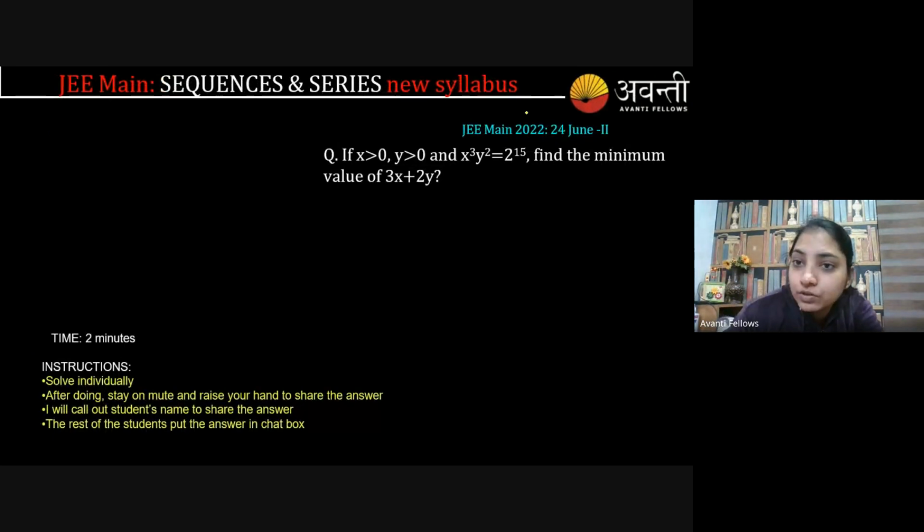See, it was a question in 2022. What they gave? They gave you a multiplication product, and both the numbers are positive. Getting my point? Both the numbers are positive. A product is given to you, and you are asked for the minimum value. Then what method should you apply?